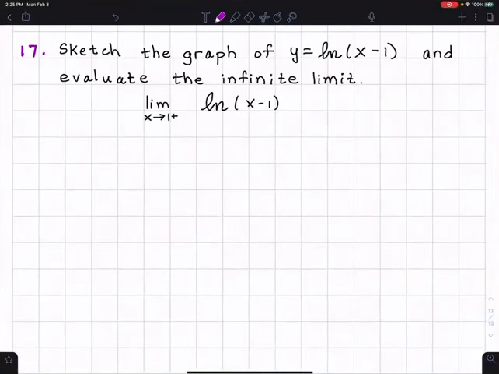All righty, we're going to do this next problem where we sketch the graph of y equals ln(x minus 1). We sketch the graph and then we answer this question. What's the limit as x approaches 1 from the right of ln(x minus 1)?